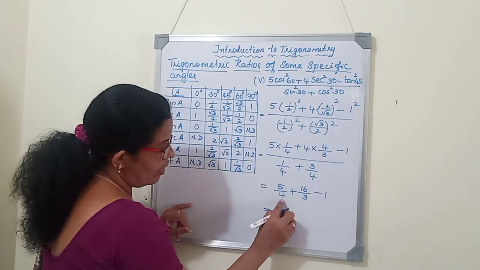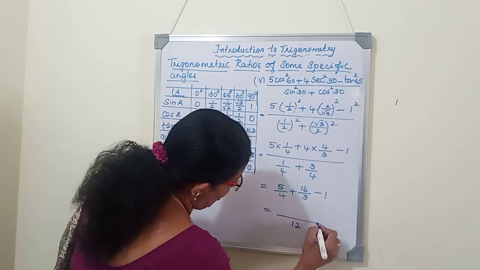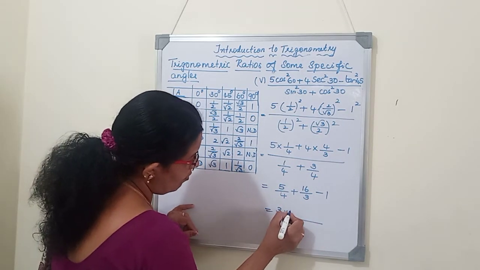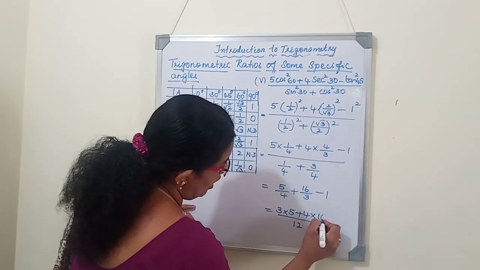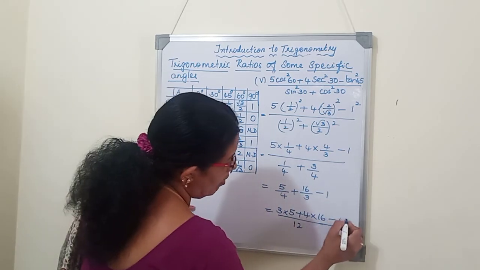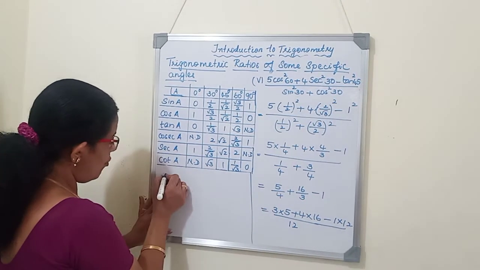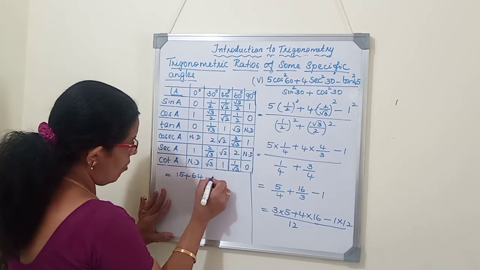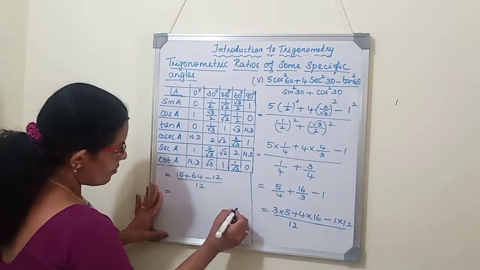Now here LCM we will take. 4 and 3 are the numbers. So 4 into 3, 12 is the LCM. 4 into 3 is 12. So 3 into 5, plus 3 into 4 is 12, so 4 into 16, minus, here no denominator, so 12 we have to multiply with the numerator, 1 into 12. So here we will get 3 into 5, 15, plus 16 into 4, 64, minus 12, divided by 12.